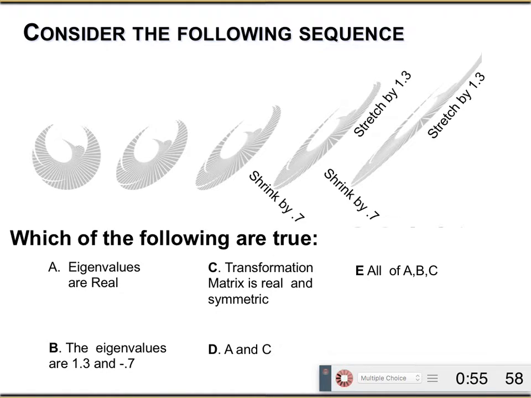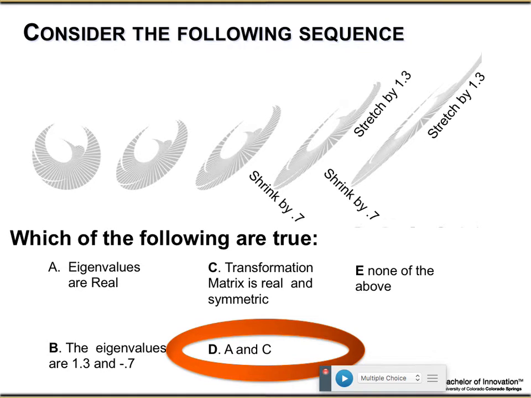Okay, so the correct answer: does this happen to have real eigenvalues? Yes. In fact, who can tell me what the eigenvalues are? 1.3 and 0.7, not minus 0.7. If it was minus 0.7, what would the drawings do? Every other one would be flipping along that axis. And so the answer was D. It is also a real and symmetric matrix.